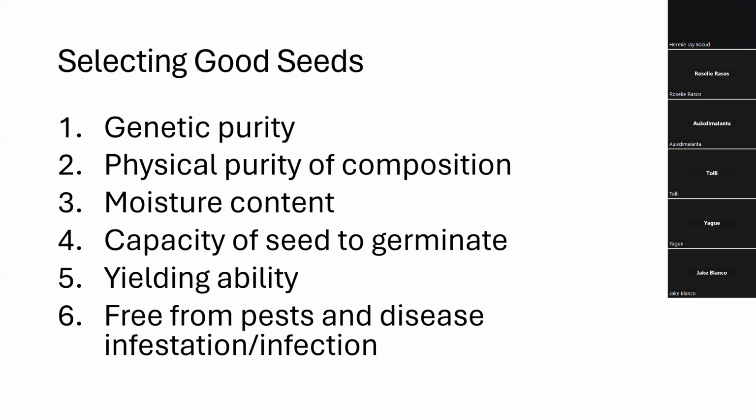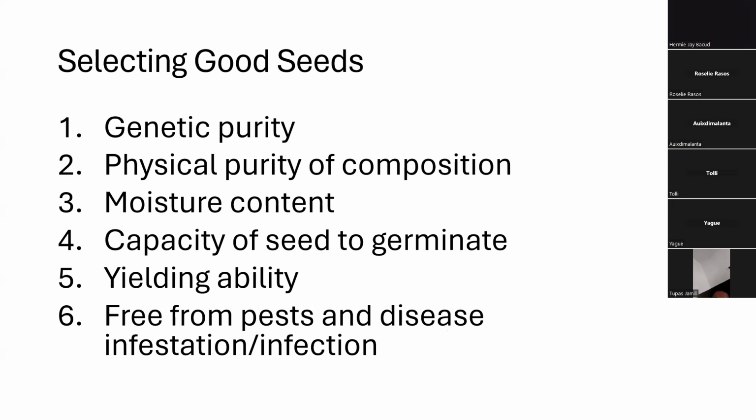Then second factor, physical purity of composition. So when we're talking about purity, we're talking about the quality of the seed. So meaning it is free from immature seeds, free rin siya from foreign seeds gaya ng buto from weeds and buto from other varieties. Ayun.